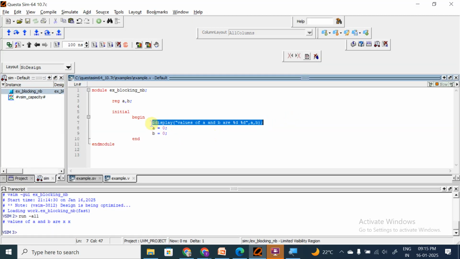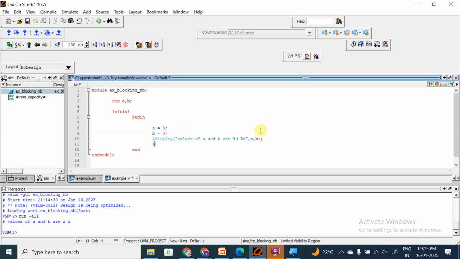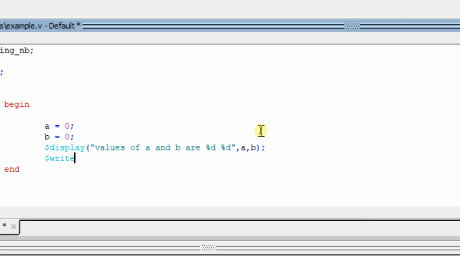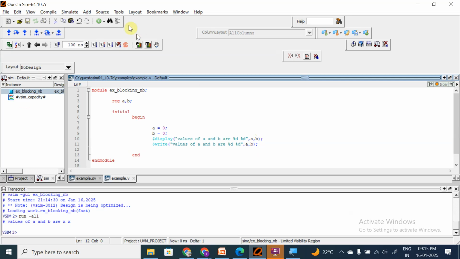Now let us use this $display statement after my a is equal to 0 and b is equal to 0. So I will get definitely a is equal to 0 and b is equal to 0. And let me use $write: values of a and b are %d, %d, comma a, comma b. Now let's observe the difference of what we are getting. Compile selected, simulate.